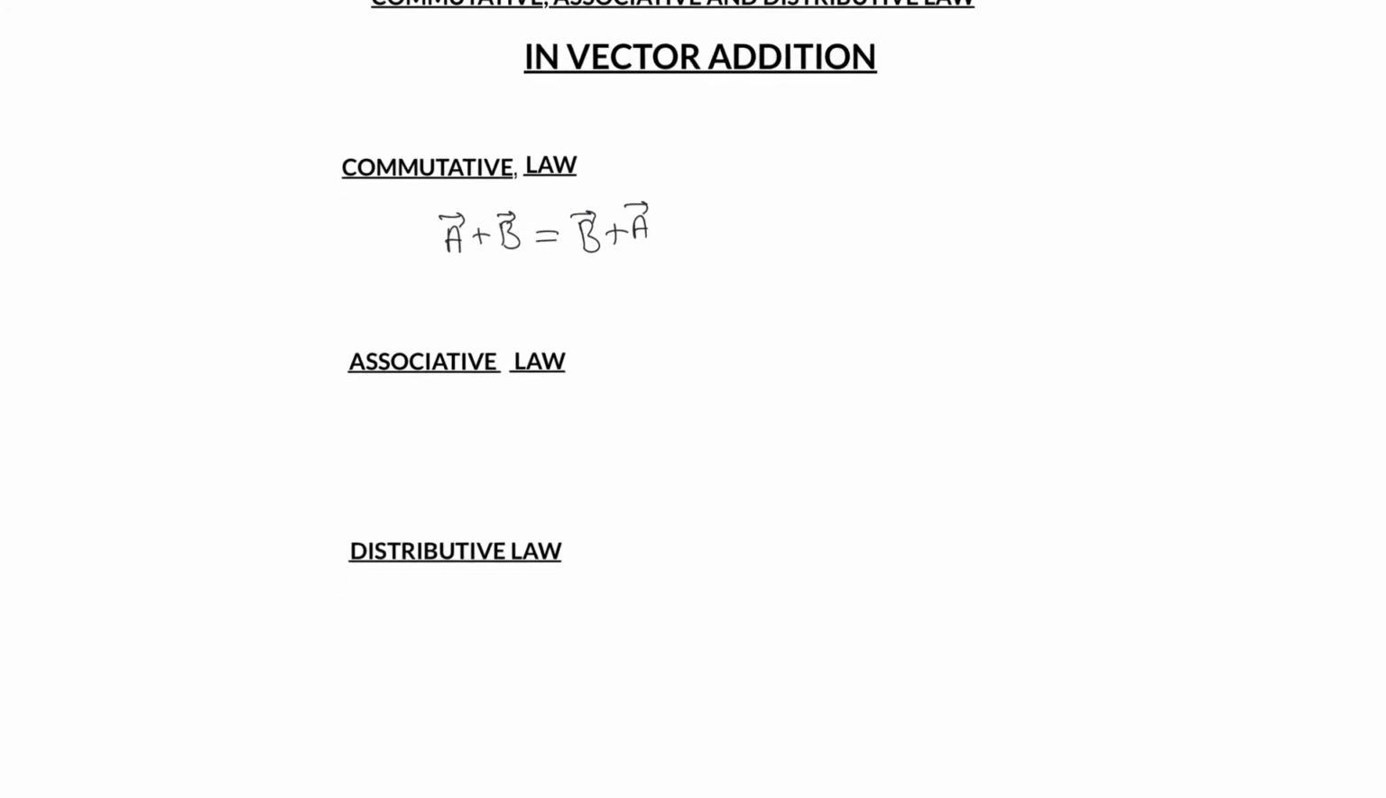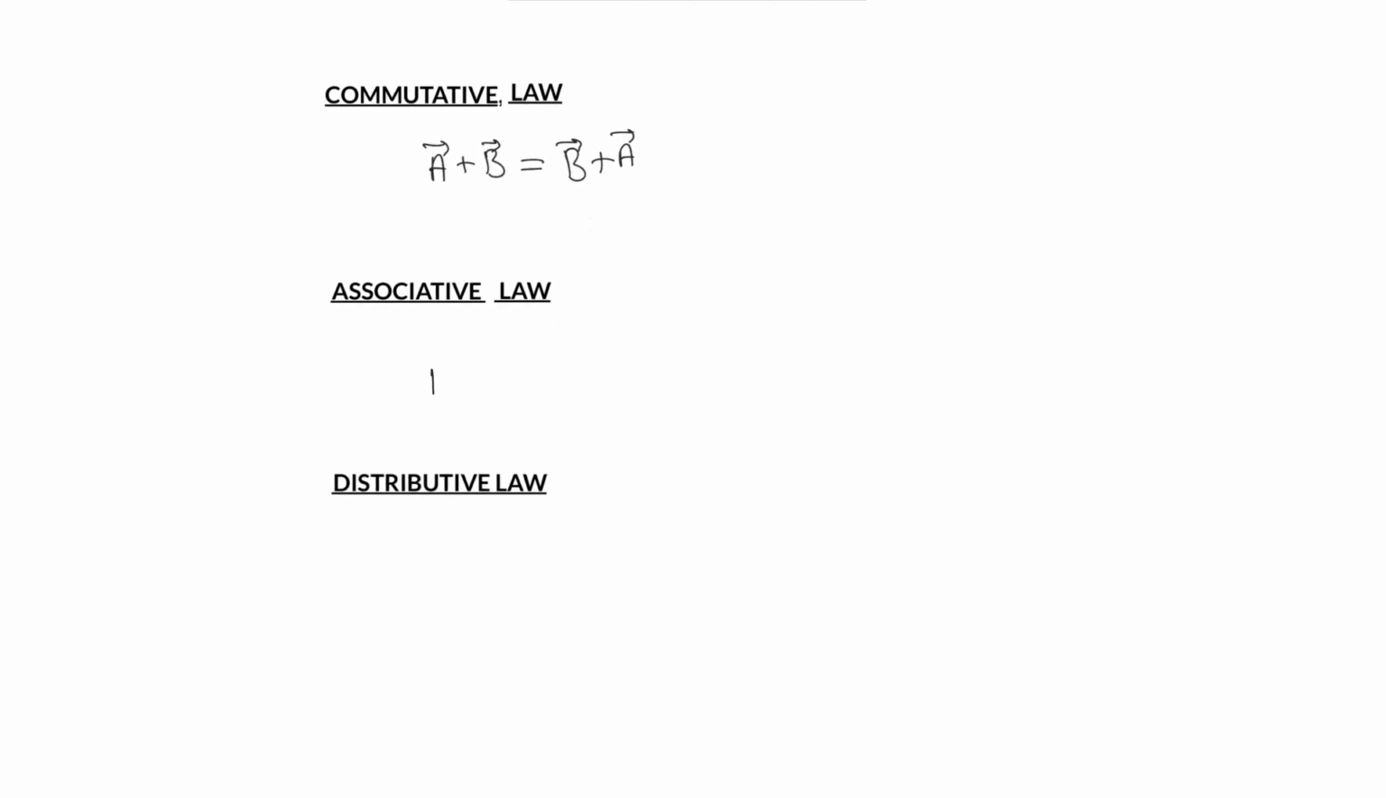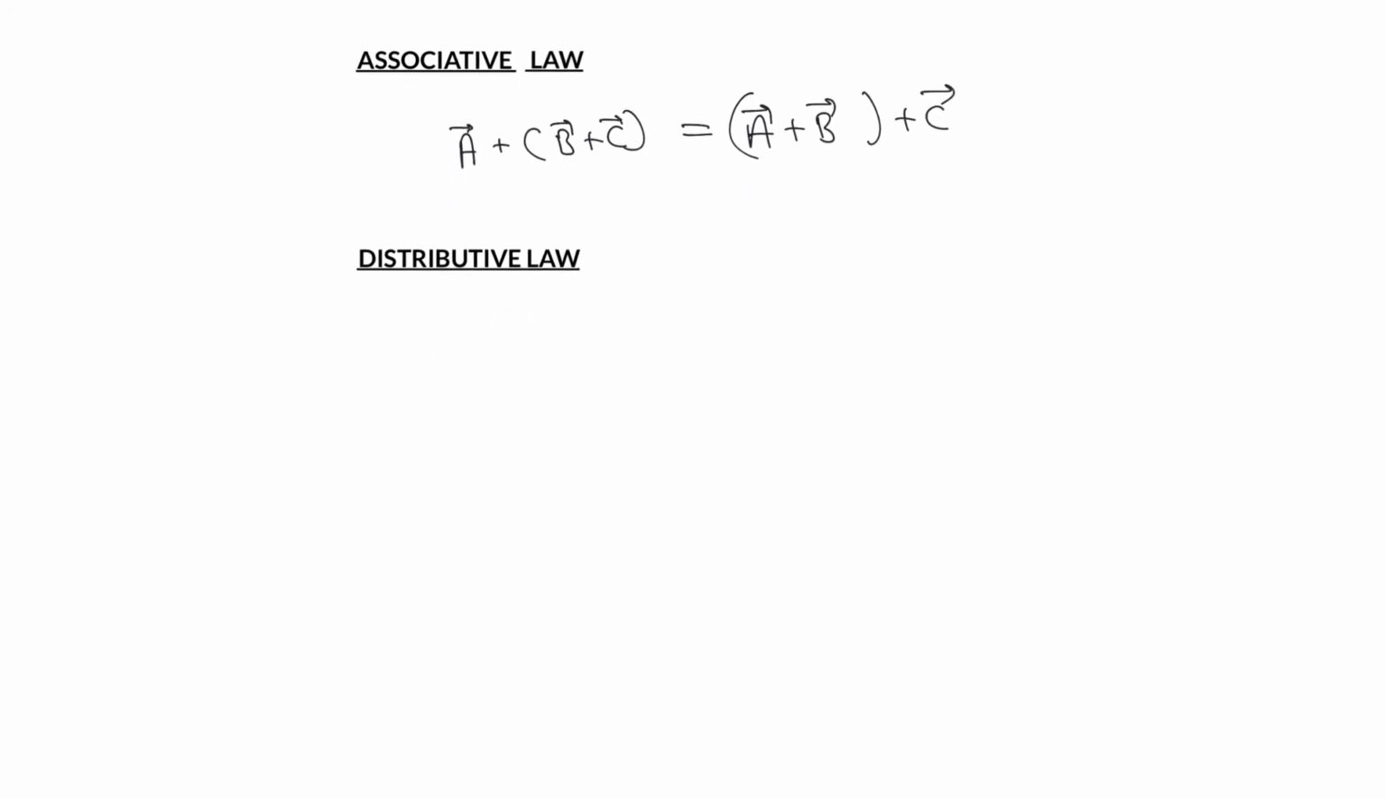Same as that, if you are observing this associative law, we can write a vector plus b vector plus c vector will give the same result as a vector plus b vector plus c vector. That means first we can add b plus c, then add that resultant with a, or first we can add a and b, then add that resultant vector with c vector, then also we'll get the same result. So we can say that this vector addition obeys associative law also.